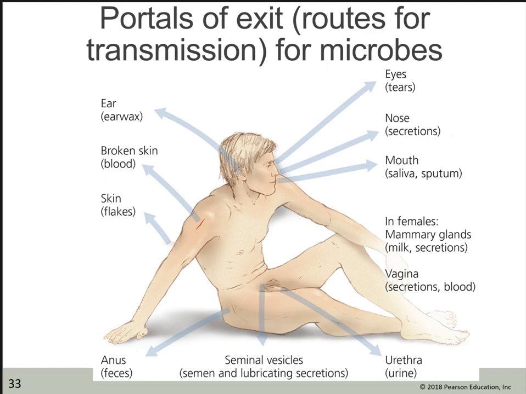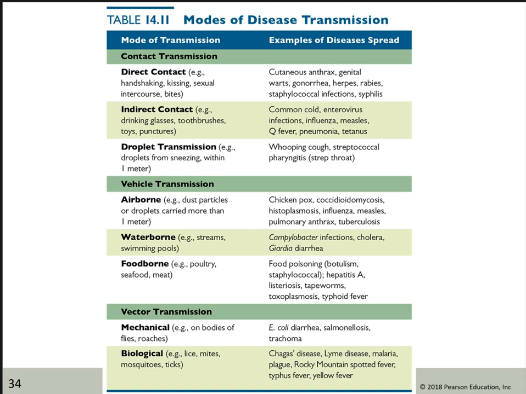Urine, feces, semen, skin flakes, blood, earwax, even earwax can be a potential way to pass microbes from one person to another. Now, when you're passing microbes from one person to another or from one animal to another, what you're really talking about is transmission. There are many different modes of transmission. There's contact transmission, vehicle transmission, and vector transmission. Within each of these, there are different types of way to transmit diseases.